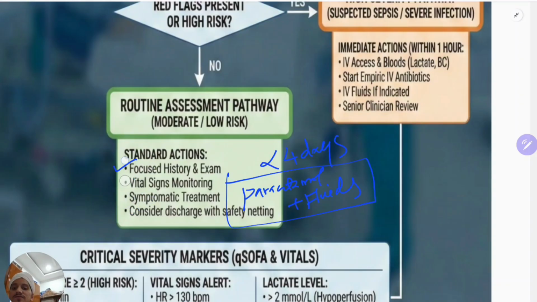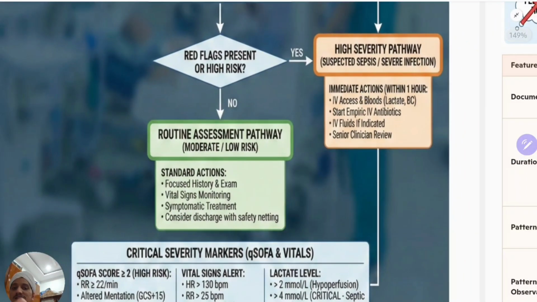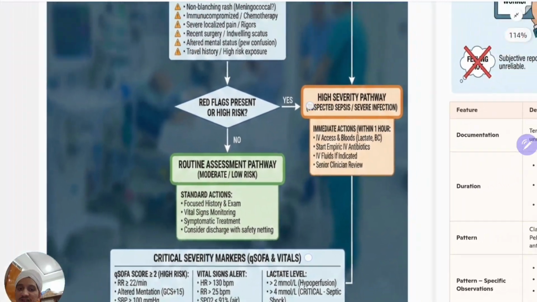This flowchart is just to triage the patients who are coming with fever. So as I discussed, if the patient has a severe infection, or red flags, or is unstable, then you should take immediate action with what is known as the sepsis bundle. IV access, blood should be taken for lactate and blood culture. Start empiric IV antibiotics, IV fluids if indicated, and senior clinician review. So this is the initial triage of patients with fever.